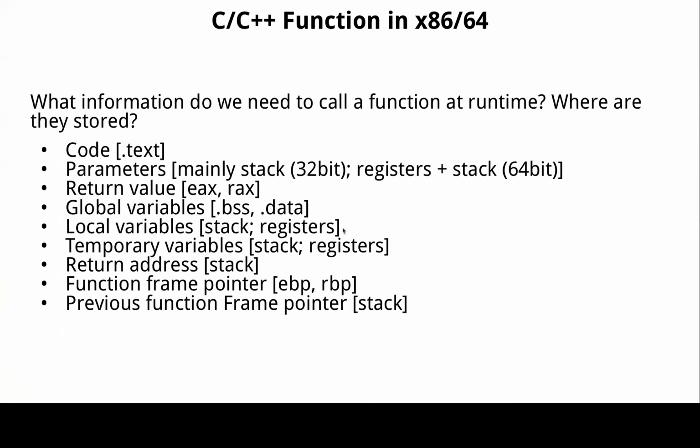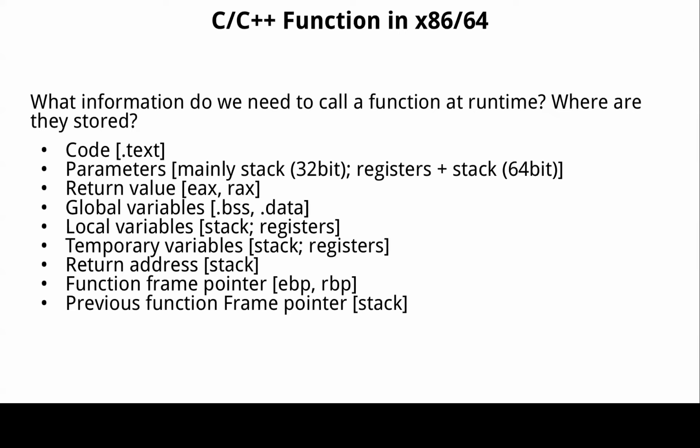So now we say that there are many different components we need to really implement a function in C. We have code that goes to the machine instructions, in the text section. Parameters: for the 32-bit version, the parameters go to the stack. Well, we will see more examples. Then for the 64-bit version, we use registers first. If we do not have enough registers, we will also use the stack. The return value goes to the register EAX or RAX.